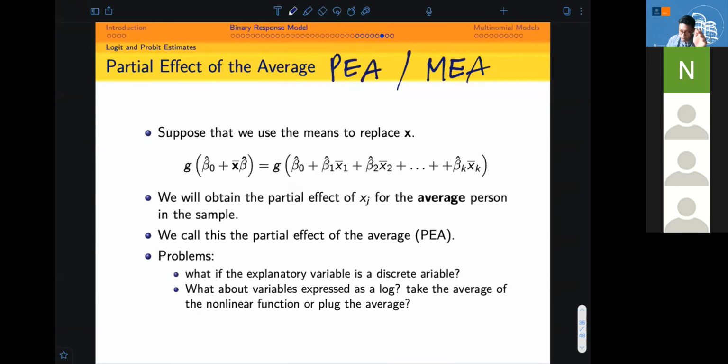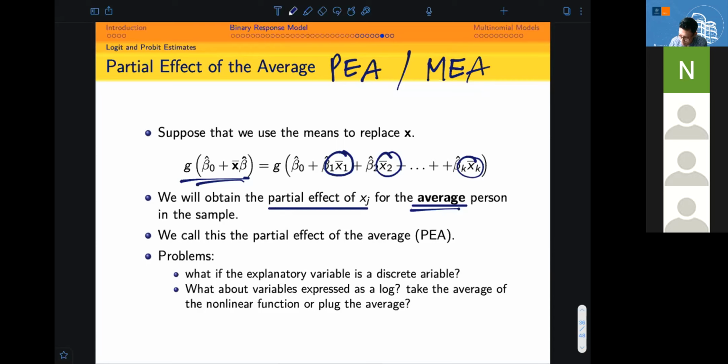So you can use the partial or you can use the marginal, it doesn't really matter. So what does it mean? Suppose that we want to evaluate the effect of some particular variable. We need to first calculate the little g function. In this case, the little g function is going to be a function of the mean or the average. That's why they call it the partial effect of the average, because we're taking the average first. So we're going to obtain the partial effect of xj for the average person in the sample, and we call this the partial effect of the average.